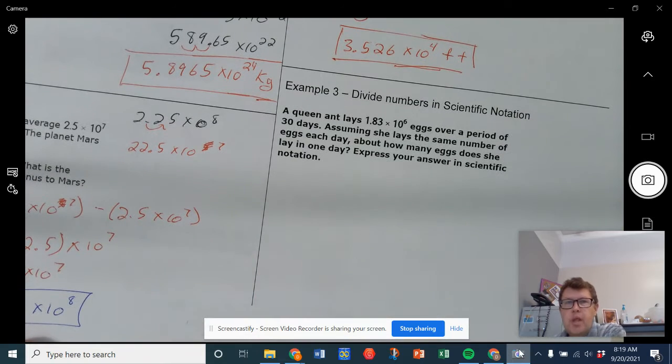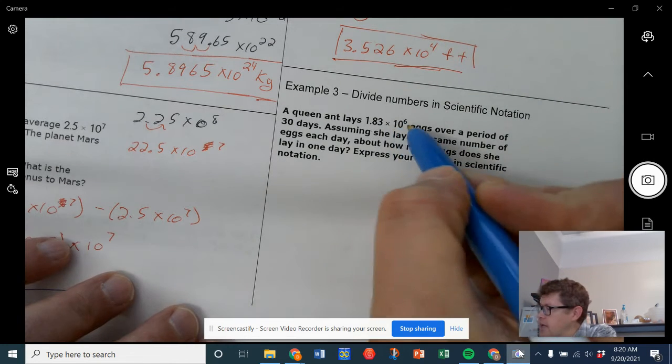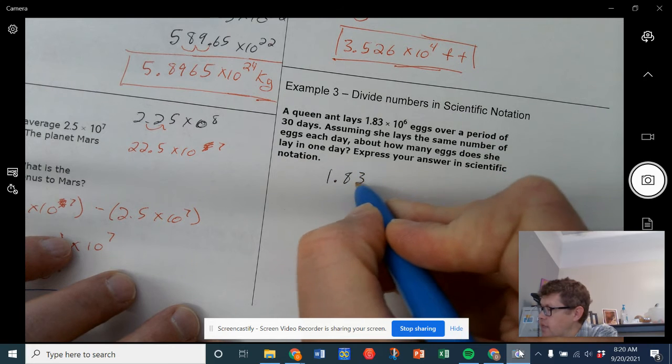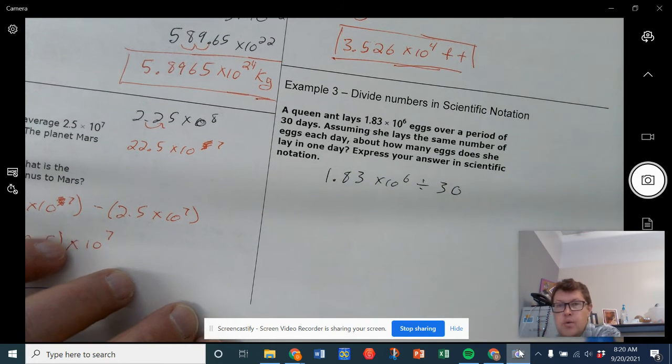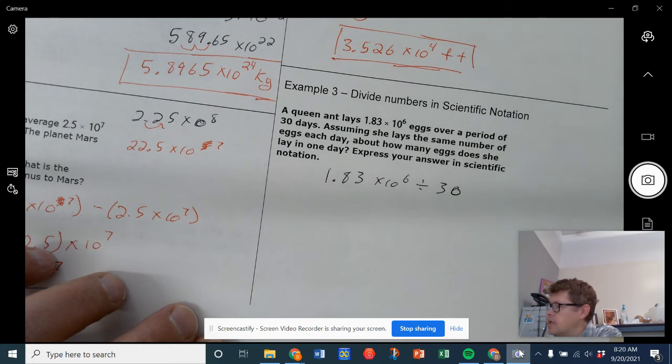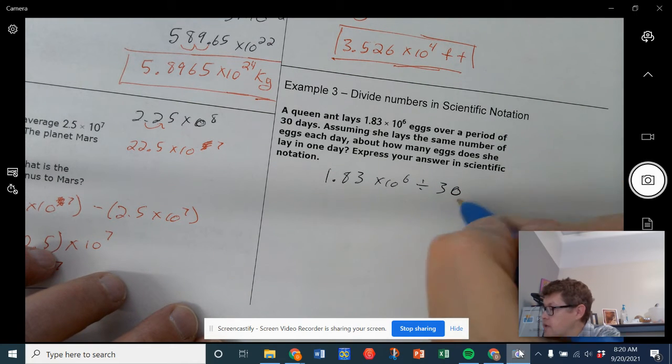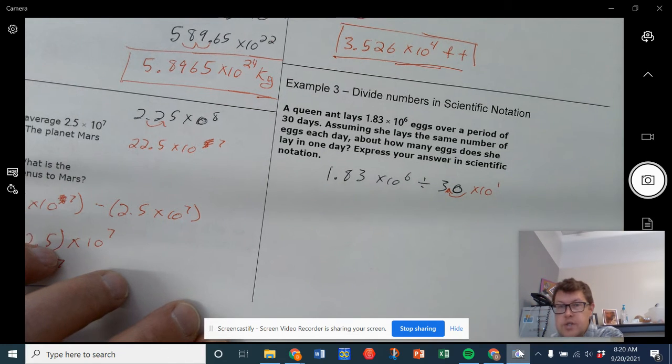A queen ant, but that's a lot of eggs. 1.83 times 10 to the sixth eggs over a period of 30 days. That's pretty gross. Assuming she lays the same number of eggs each day, about how many eggs does she lay in one day? So the idea here is we're going to take this 1.83 times 10 to the sixth and divide by 30 to get how much she lays in one day. So we're going to take that 30, convert it into scientific notation. We move the decimal over 1, and we get 3 times 10 to the first.